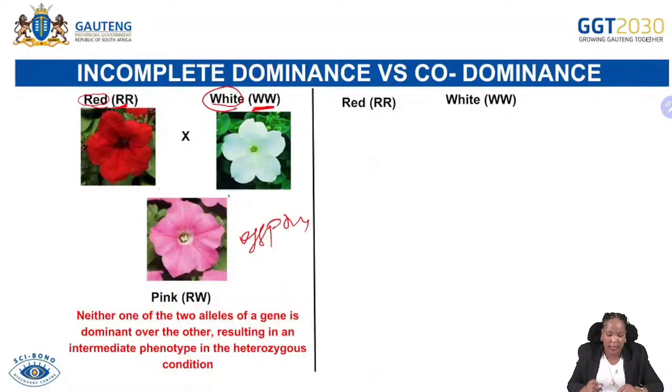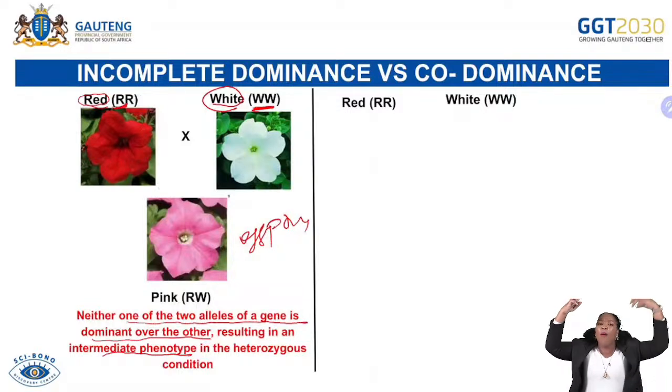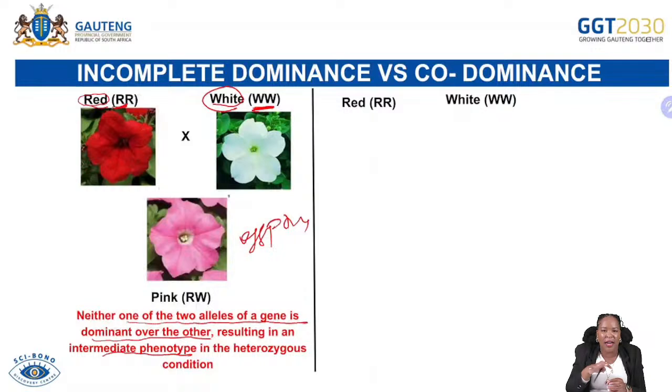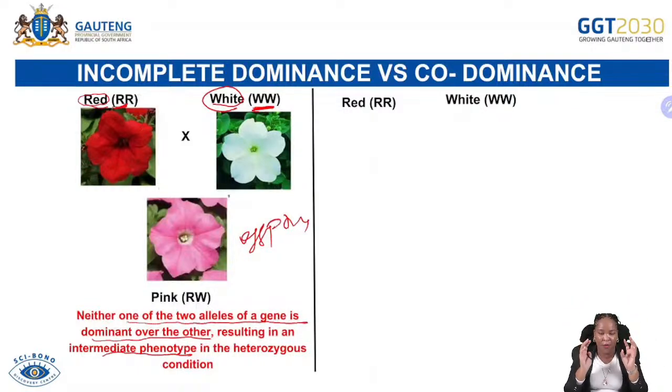Why is it pink? Neither one of the two alleles of a gene is dominant over the other. So in incomplete dominance, neither one is dominant over the other. So what happens? They are going to form an intermediate phenotype, meaning a phenotype that is different from both the parent plants. So it is going to be the intermediate one, the one that is different from what you had with the parents. Then you know that type of cross is incomplete dominance.